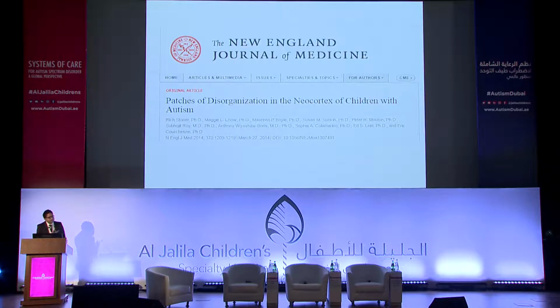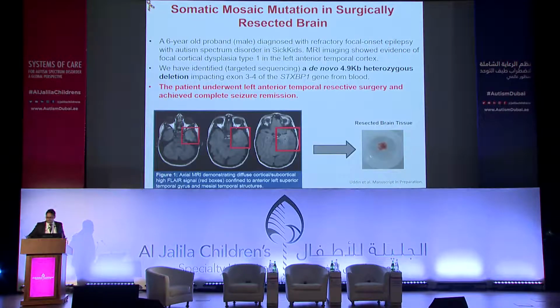So this is an interesting paper that came out in the New England Journal. It showed that there are patches of disorganized tissue in the neocortex in children with autism. They didn't elaborate much, but with immunohistochemistry staining they showed that the cells didn't migrate properly. So there are patches of tissue that look different from the normal part of the brain. This is just an example.